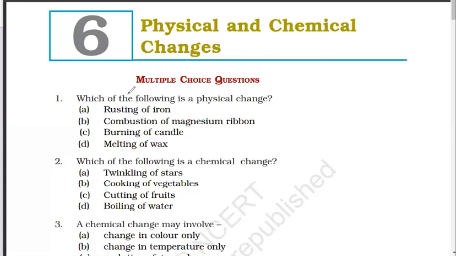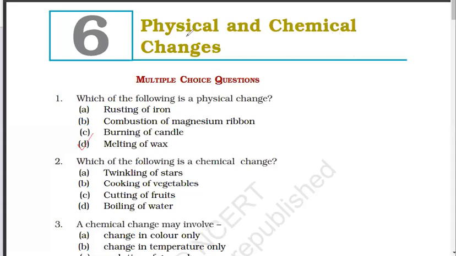So the first one. Which of the following is a physical change? Tell me, everyone. Yes, melting of wax. Very good.